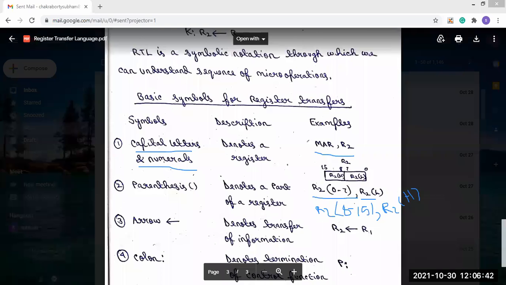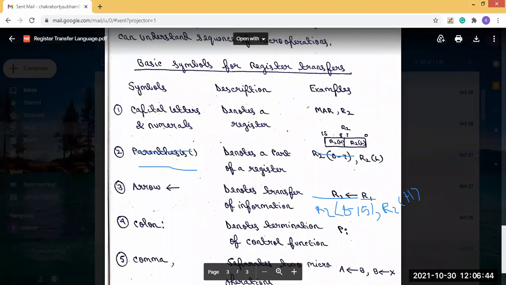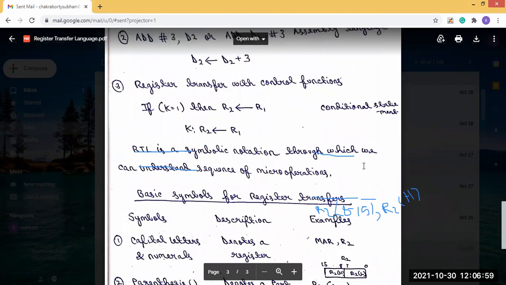And colon, what is colon? It denotes the termination of the control function. That means the control function is complete. The termination point. Whatever in the previous example I have said, that is K, here you see K dot R2 R1. That means it has ended. This denotes the control function's termination.